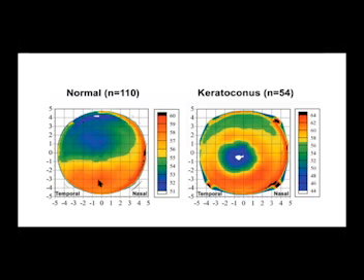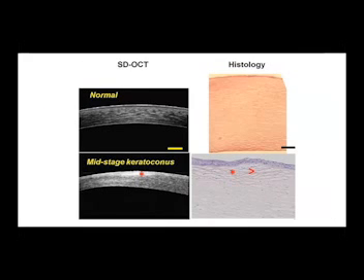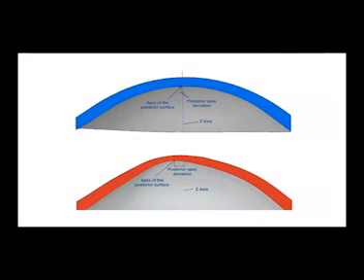So this is a normal epithelial mapping. It is homogeneous, but there is a difference between the superior and inferior parts because of the eyelid. But in keratoconus, every time we have this thinning and thickening around. This is the same behavior of the epithelium seen in histology.